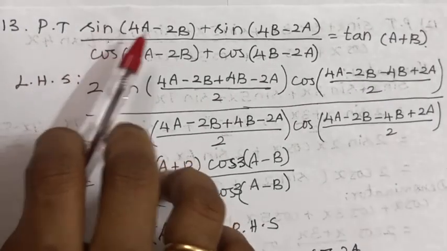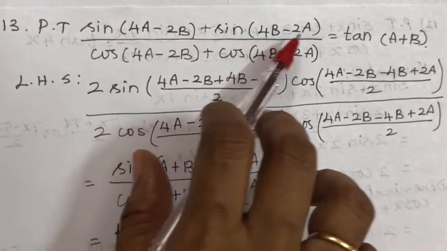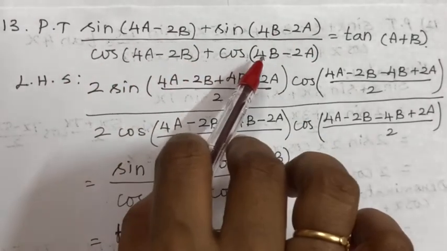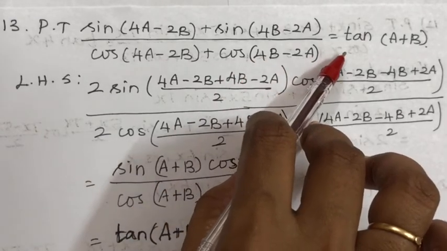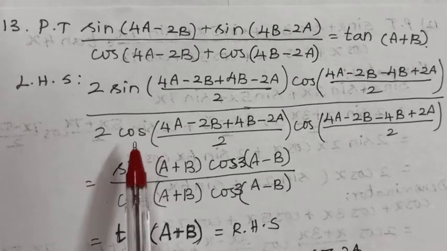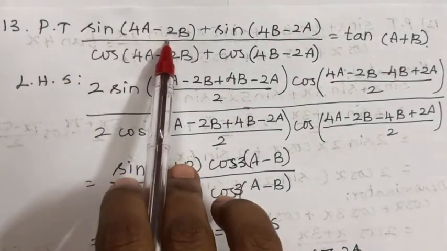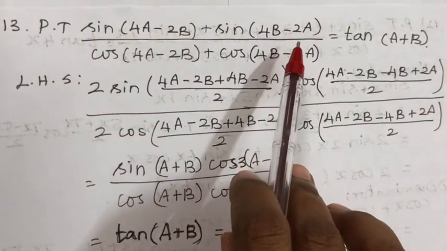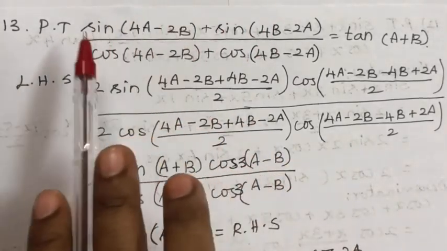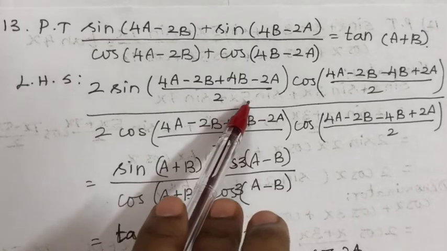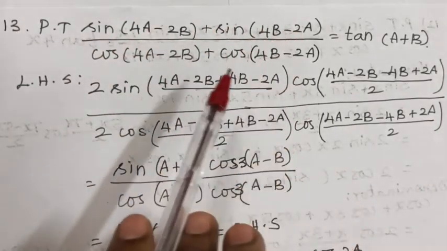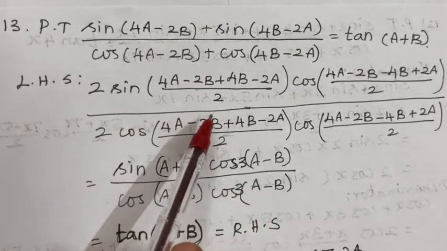13th problem. Prove that sin(4a minus 2b) plus sin(4b minus 2a) divided by cos(4a minus 2b) plus cos(4b minus 2a) is equal to tan(a plus b). So first let's take the left hand side. So sin a plus sin b. Okay, sin a plus sin b. Here we are using the sum to product identity. Sin c plus sin d is 2 sin (c plus d) by 2.